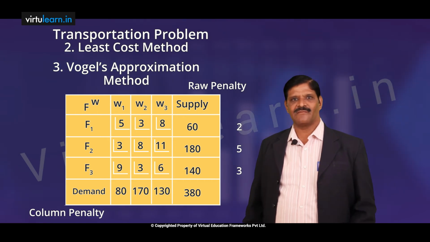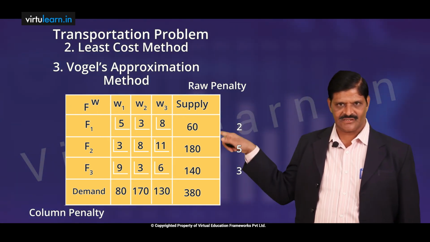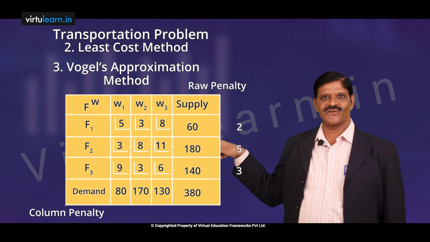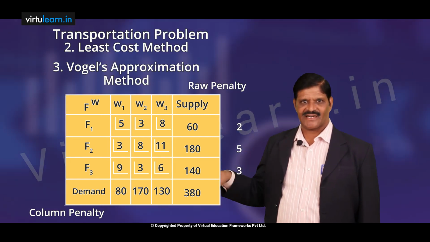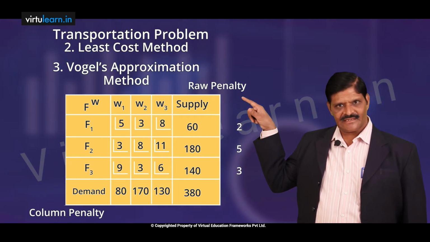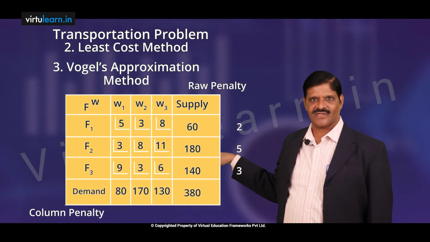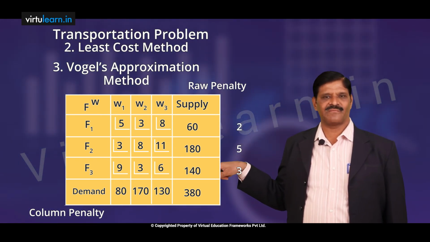Then for column penalties, we check the first column. We write down the lowest and next lowest, and their difference. Then the second column, third column, fourth column. Likewise, we write down the penalties.